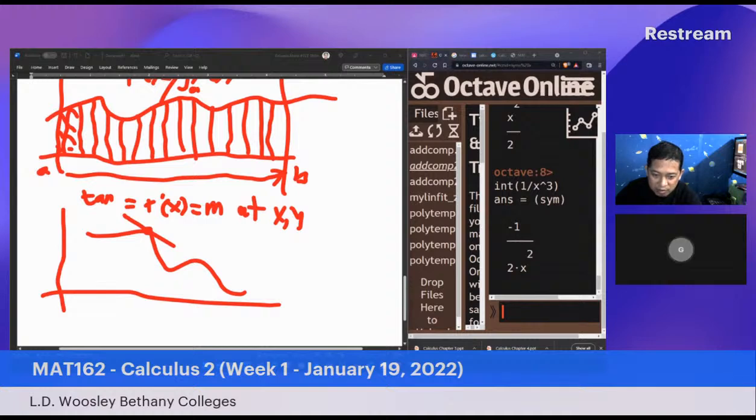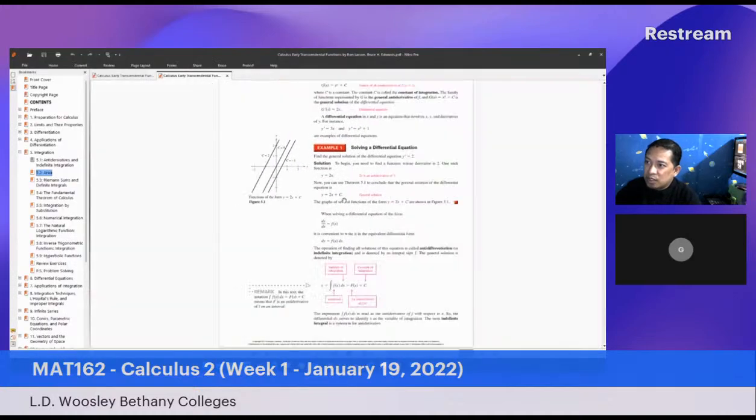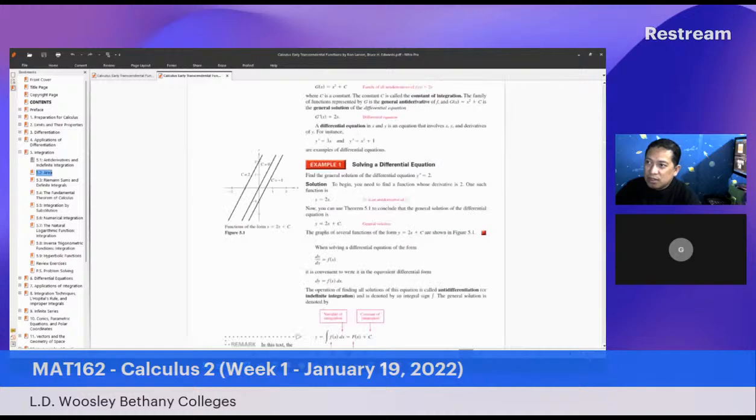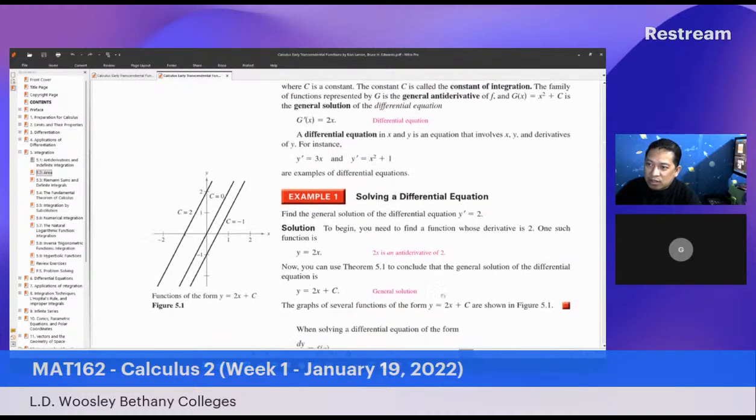Siguro ipo-pull down ko yung basic integration rules. So this is your book, no? I will just pull down the, no? So by the way, this is used for solving differential equations. Now, one way of solving differential equation is through integration.